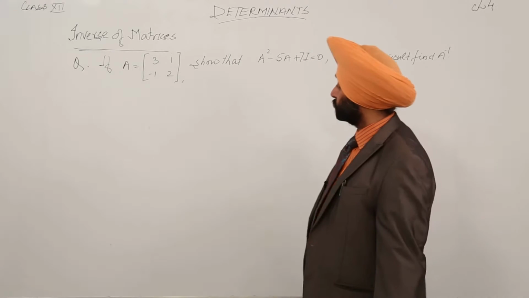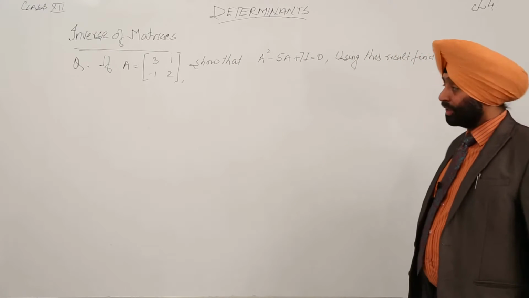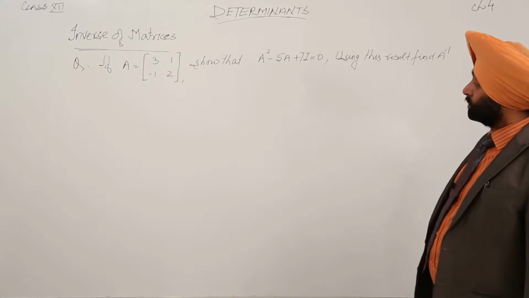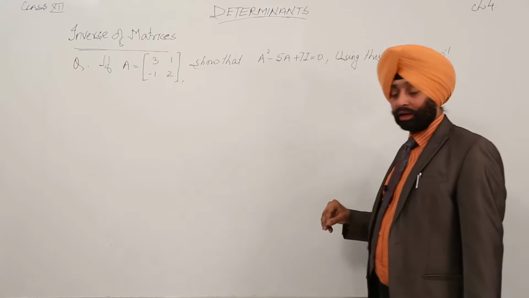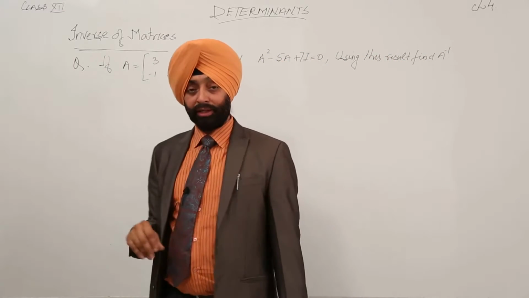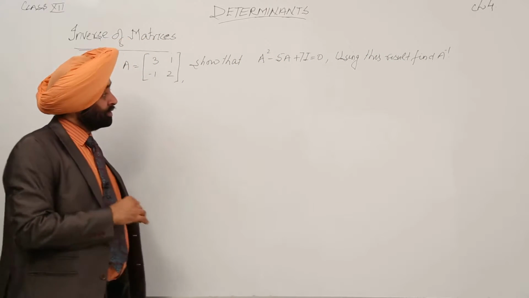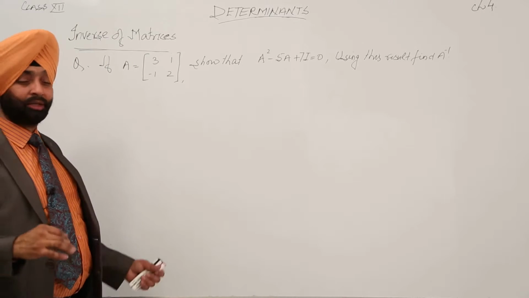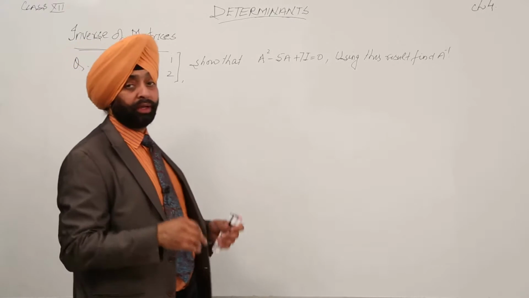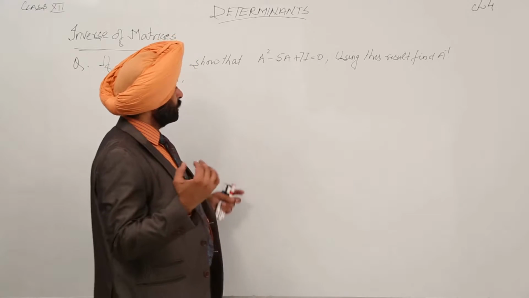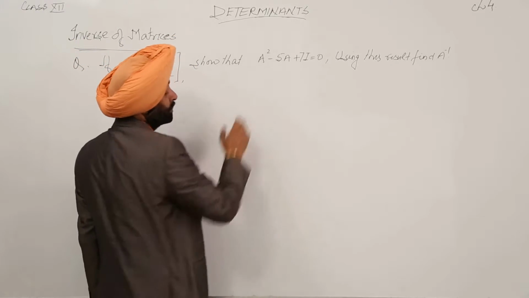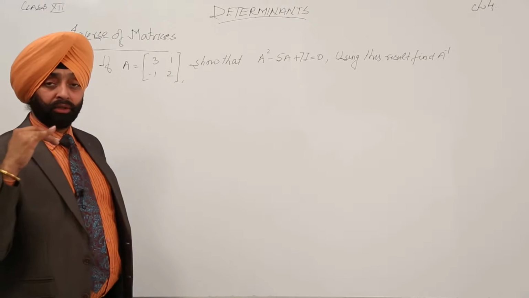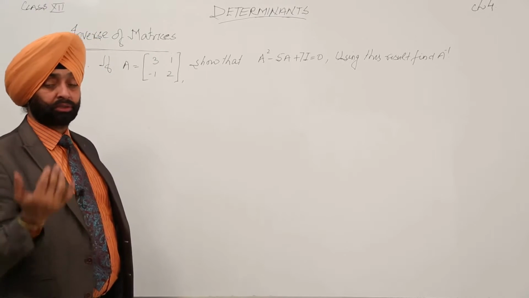Now another nice question. If A is equal to [[3, 1], [-1, 2]], show that A squared minus 5A plus 7 times the identity matrix is equal to 0. Now using this result, find A inverse. Sometimes it is written "hence find A inverse." So we have to find A inverse using this result, not by finding the minors, cofactors or a determinant.